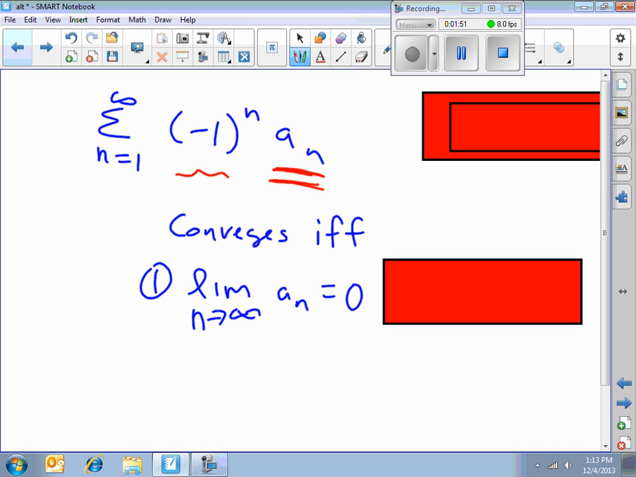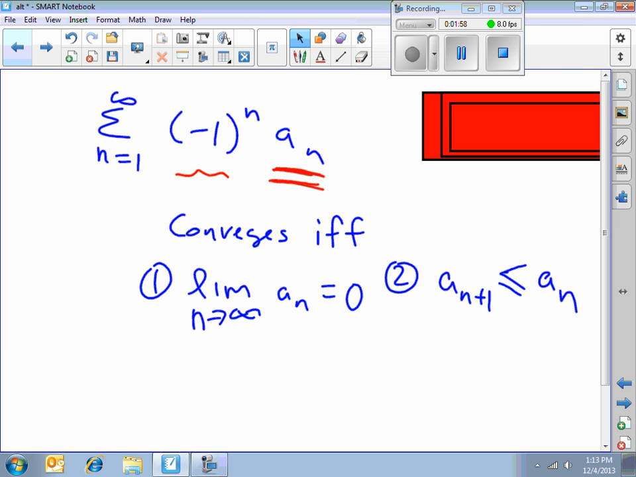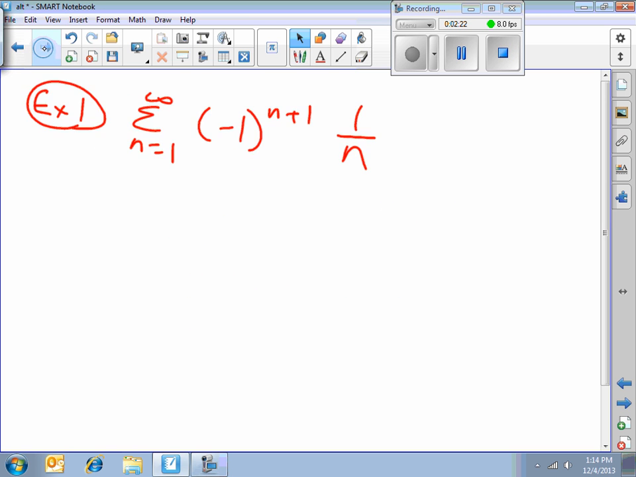So it's not even just a chance. If you can just find the limit of that sequence and see that it's going to 0, then you know it converges. But there is one other factor that has to happen: a sub n plus 1 has to be less than or equal to a sub n. What does that mean? It means that the absolute value of each term has to be getting smaller and smaller. Obviously if it's getting larger and larger, it's not going to converge. So each term has to be decreasing, but it has to alternate.